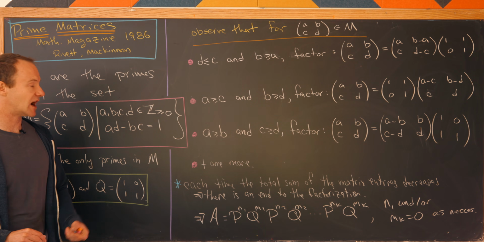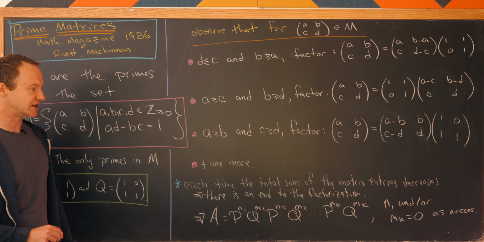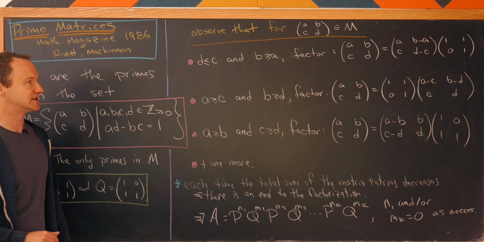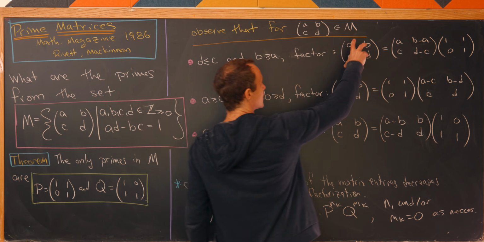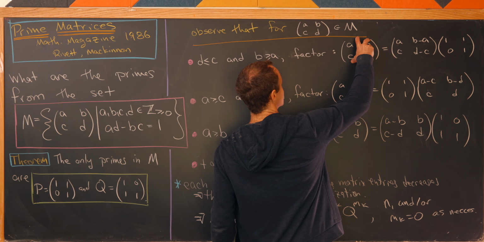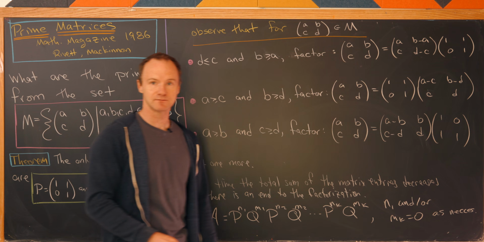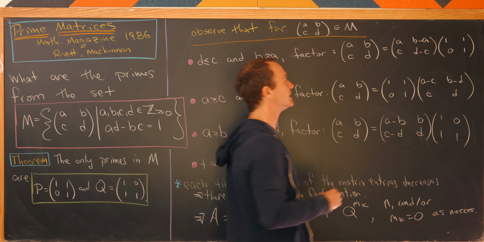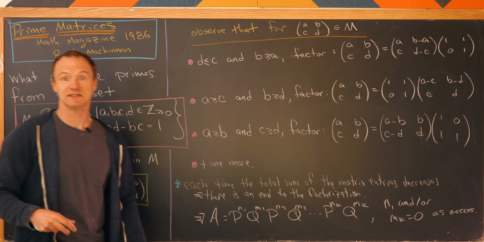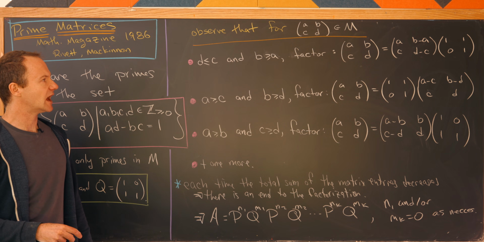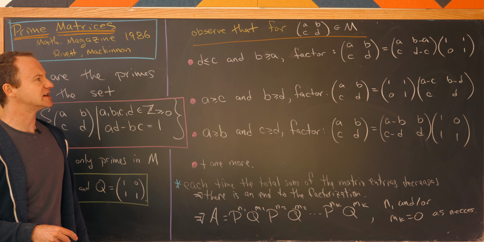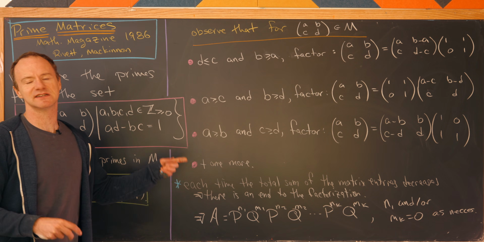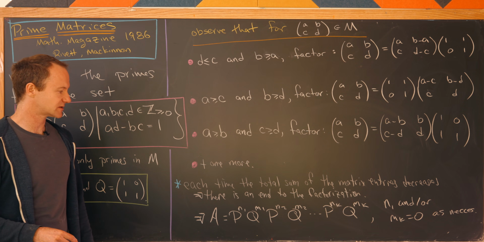And then here's something that is super important. Each time you perform one of these factorizations, the total sum of the matrix entries decreases. So notice here the total sum of the matrix entries is A plus B plus C plus D. Whereas here it's simply, let's see, B plus D. So that decreased. And we know that it decreased because A and C both cannot be 0, because then you would have a non-invertible matrix.